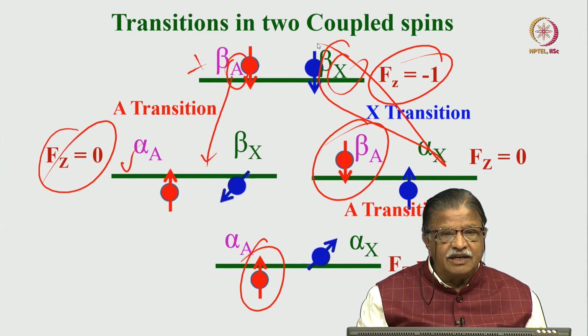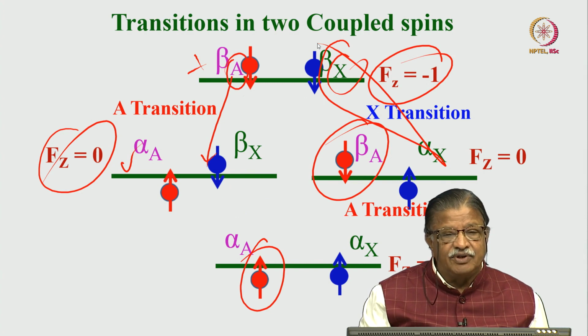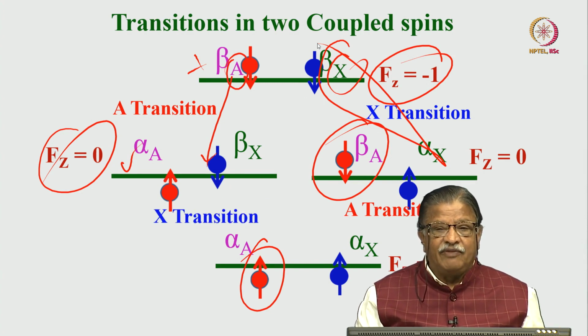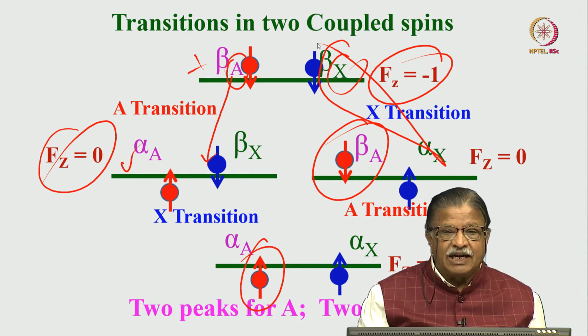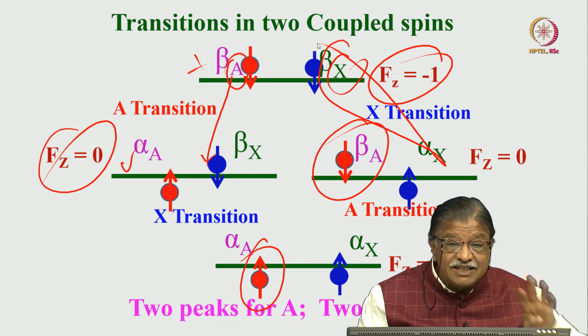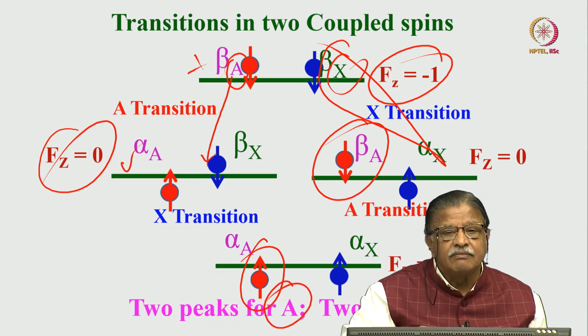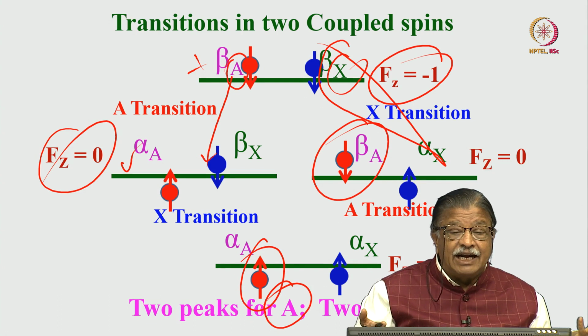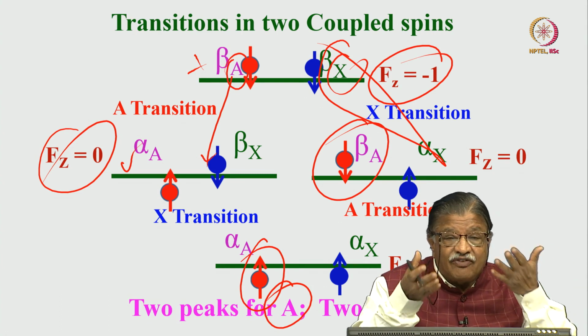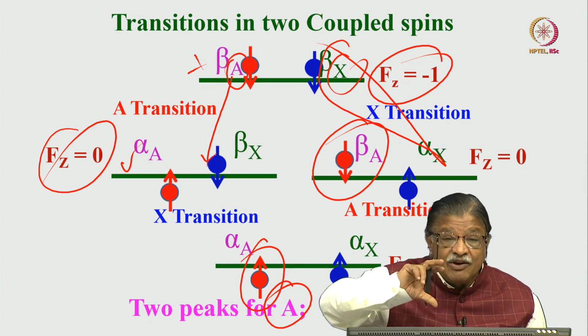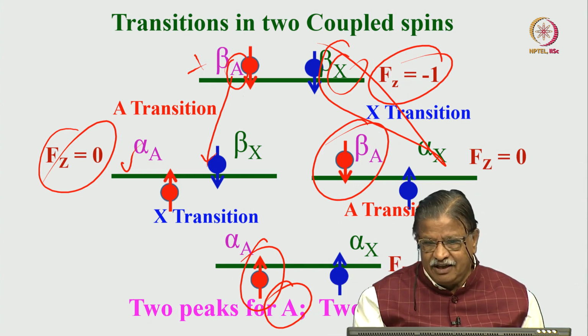Similarly, this is also allowed, plus 1 to 0. Again here X spin is changing its state from alpha to beta and vice versa. So, there are 4 transitions in 2 coupled spins, 2 for A and 2 for X. Easily I can identify which are the transitions for each spin. You can understand this depending upon which spin is flipping its state from alpha to beta or vice versa.